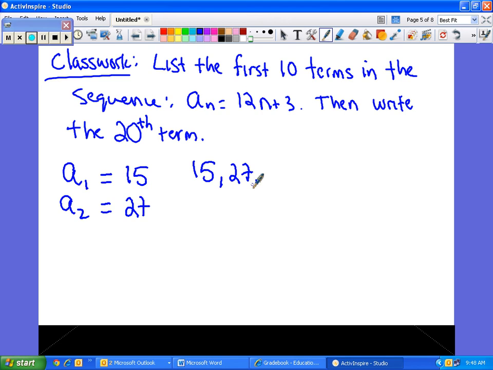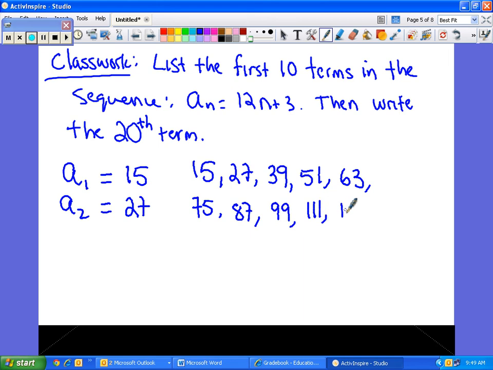So 27 plus 12, 39, 51, 63, 75, 87, 99, 111, and 123.